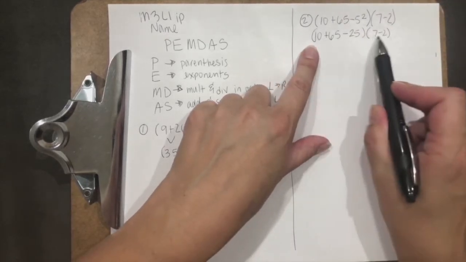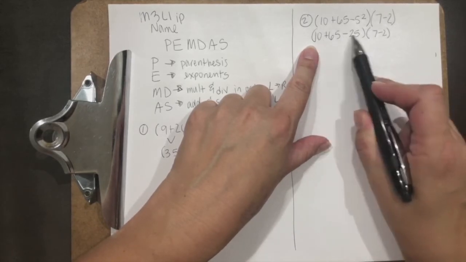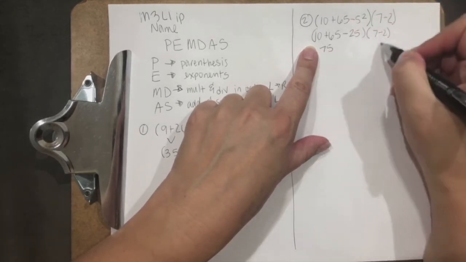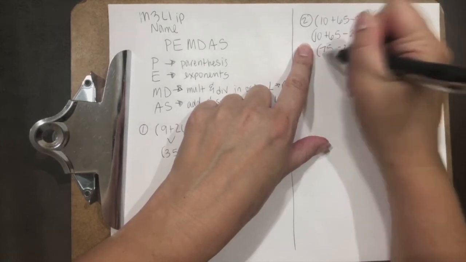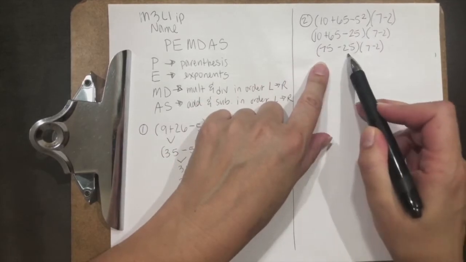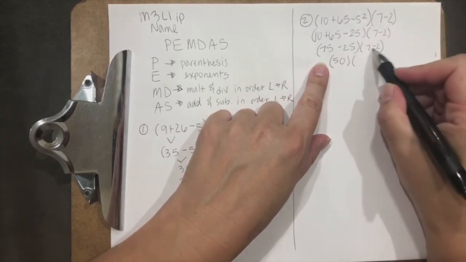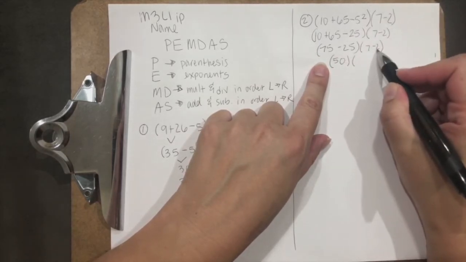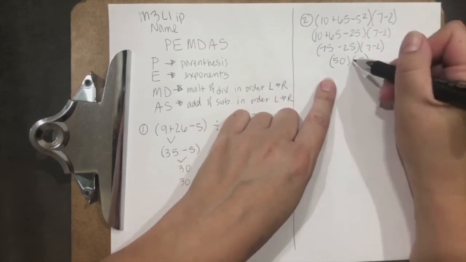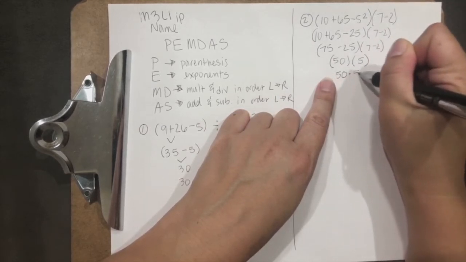Now there's nothing in here besides addition and subtraction. So let's go left to right inside this parentheses. 10 plus 65 is 75. And we bring this down, minus 25, 7 minus 2. 75 minus 25 is 50. And then we can do this one inside here. 7 minus 2 is 5. And so now there's nothing in between here, which means we multiply. So we can drop the parentheses and say 50 times 5.